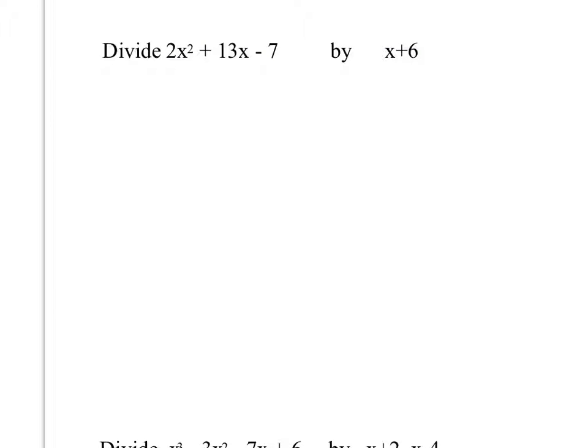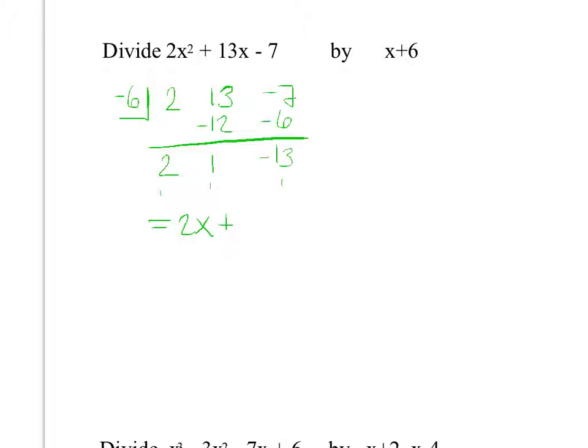Okay, so now we just keep on trying. So we have in the box negative 6, and then our coefficients are 2, 13, and negative 7. So we drop down the 2. Negative 6 times 2 is negative 12. 13 minus 12 is 1. Negative 6 times 1 is negative 6, and we get negative 13 for a remainder. Okay, so working backwards, I've got my remainder, my constant, my x. So my answer is going to be 2x plus 1 minus 13 over x plus 6.